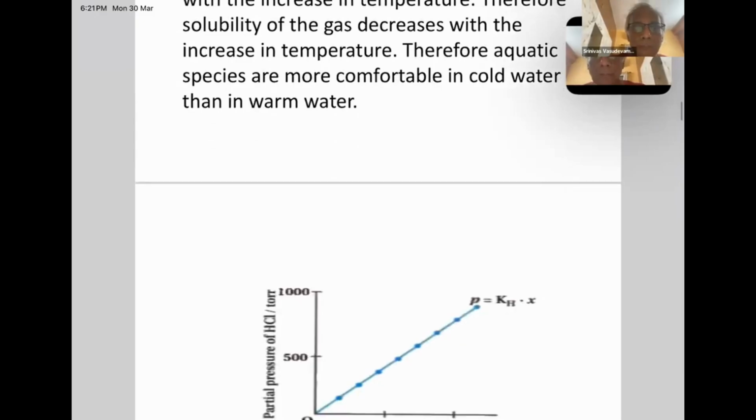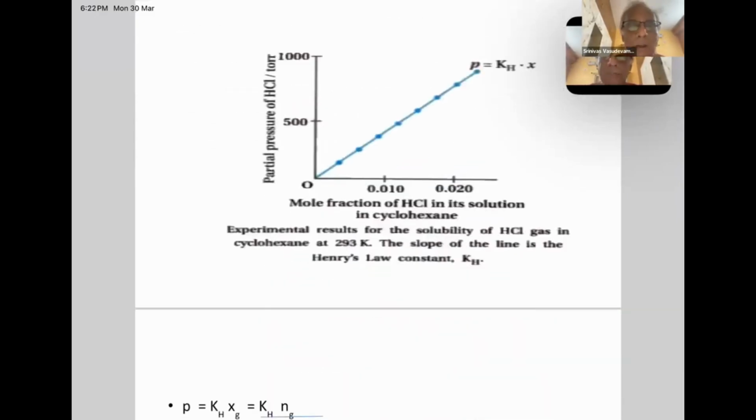So this is the graph drawn, partial pressure and mole fraction of HCl. So you can see as the pressure increases, mole fraction increases. In other words, you can say as the partial pressure, the pressure applied on the solution increases, solubility of the gas has increased here. Right?